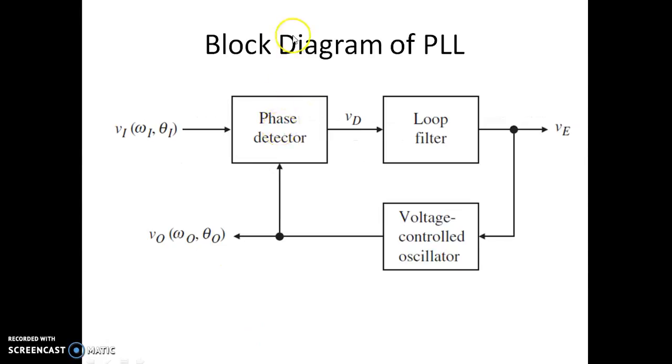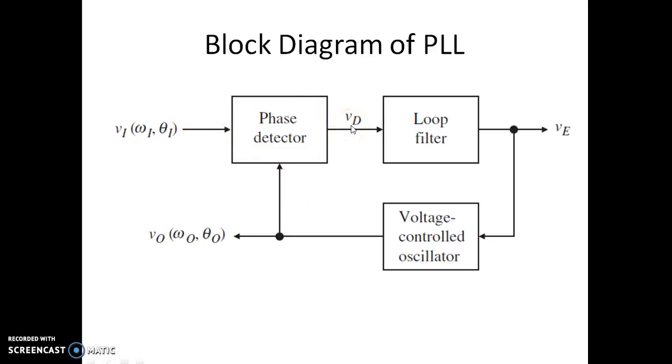Now this is the block diagram of a PLL. You can see this Vi having an angular frequency omega i and a phase of theta i. It's given to a phase detector. The other input for the phase detector is coming from this voltage controlled oscillator. This is a circuit which is going to give the reference signal, having an amplitude V0, an angular frequency omega naught, and theta naught is the phase of this reference signal. You can see this phase detector is the one which actually detects the difference between the phase of the incoming signal and the reference signal.